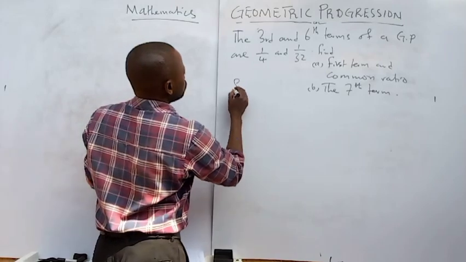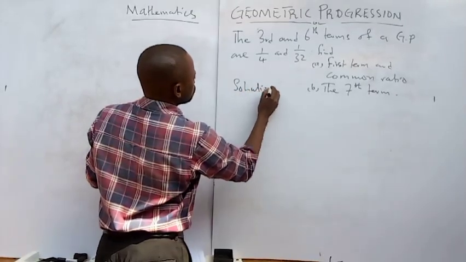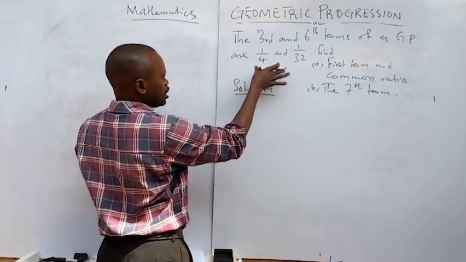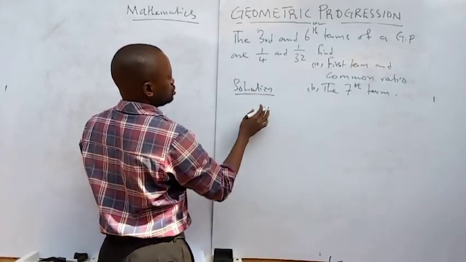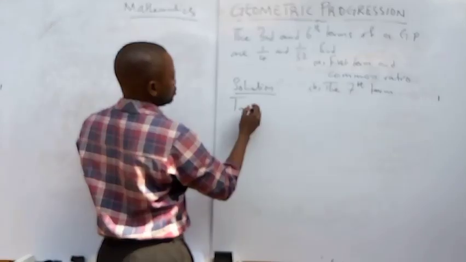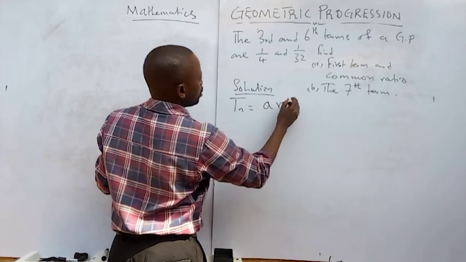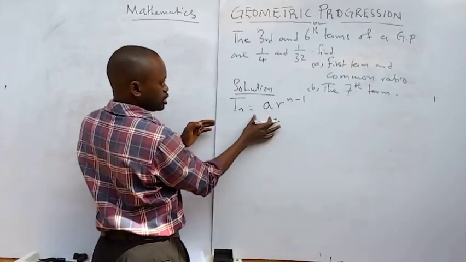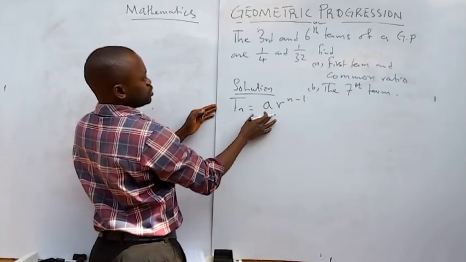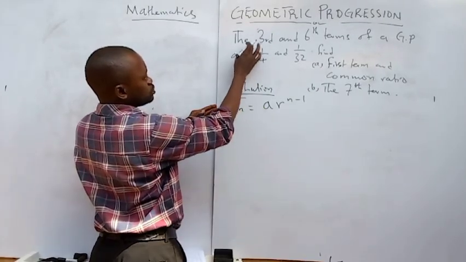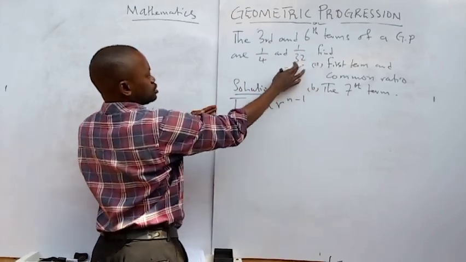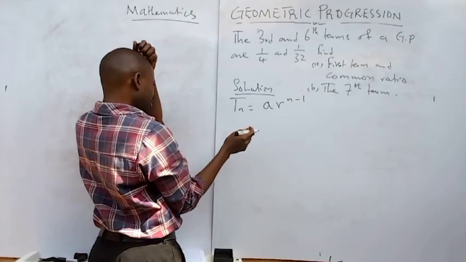So I say solution, and I state the formula for this geometric progression, which is Tn equals ar raised to power n minus 1. Now I'll look at how this connects to this question. If you watch very well, there's no first term, no second term, and here we have the third term being 1 over 4, the sixth term being 1 over 32. Wow, how is this going to be?